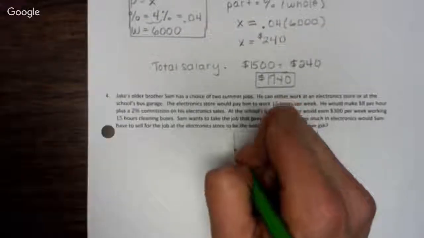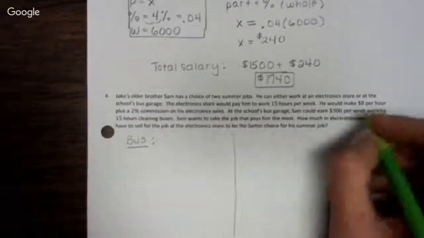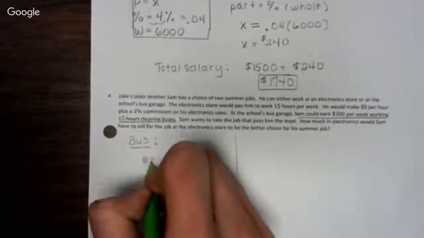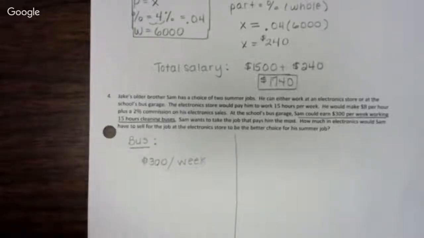So let's separate this. Let's talk about the bus garage first. So if you read, he's going to make $300 per week at the bus garage. You don't have to do any math on that. It's just $300 per week.